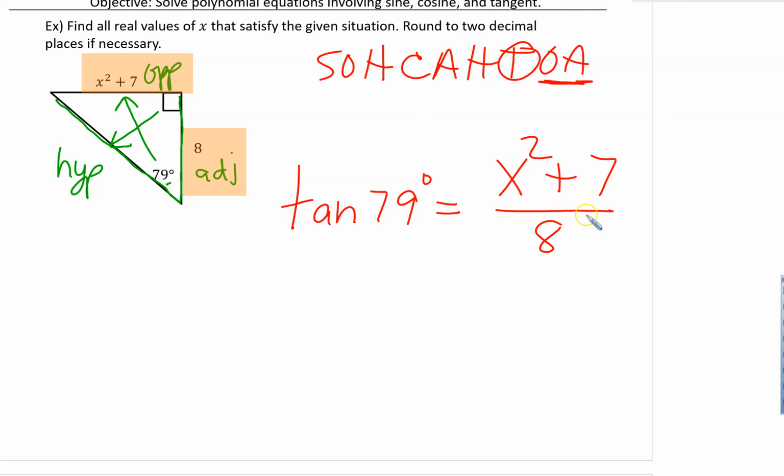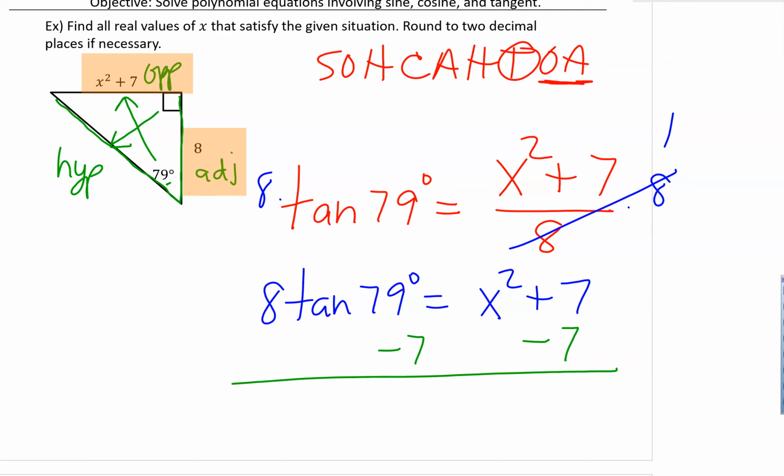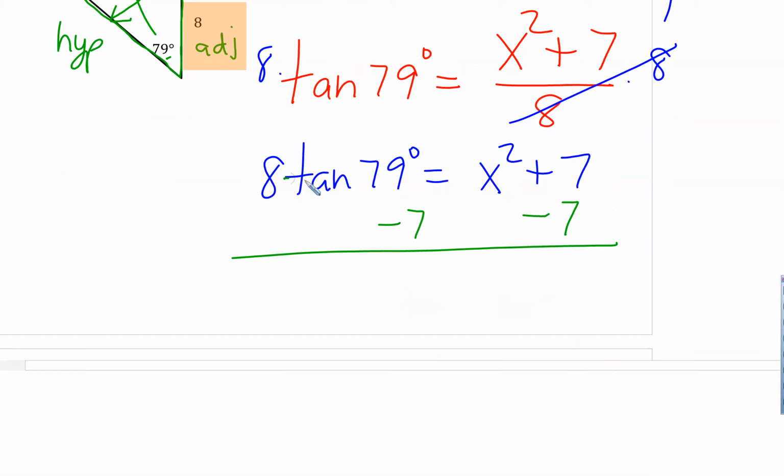So again, we want to start by undoing our division, but this time it's not to get x out of the denominator, it's just to start solving for x. So we multiply both sides by 8. So we have 8 times the tangent of 79 degrees. Here our 8's reduced to 1. 1 times x squared plus 7 is x squared plus 7. Then we will undo our addition, subtracting the 7 from both sides. Now you have to realize, structurally speaking, this is a product, and that multiplication is done before the subtraction. So you have 8 times the tangent of 79 degrees followed by minus 7.